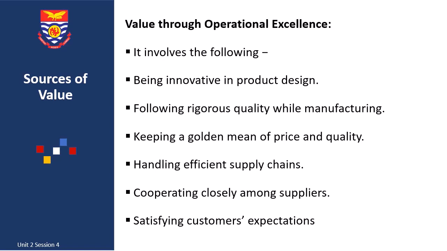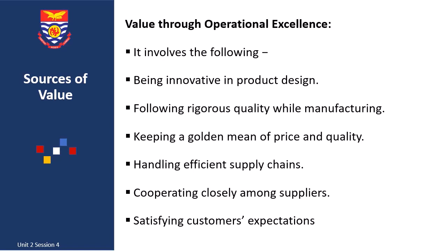It also involves following rigorous quality standards while manufacturing. So you can either adopt a proactive quality management strategy or a reactive quality management strategy, where you are trying to reduce defects as much as possible so that customers do not have any complaints after using a product, and in the end are satisfied after using a given product or service offering. Keeping a golden mean of price and quality means you have to balance the price of a product, or the cost of making it, against the quality that is embedded in the product.